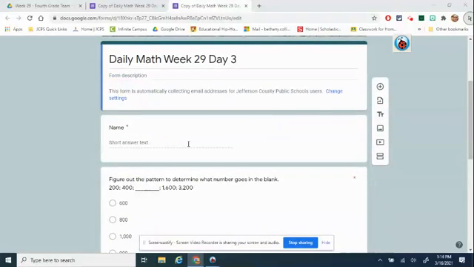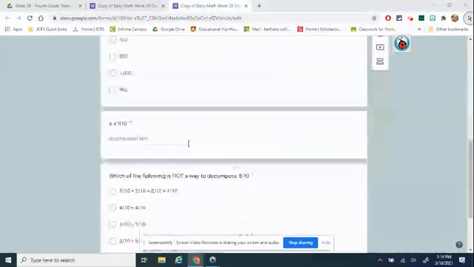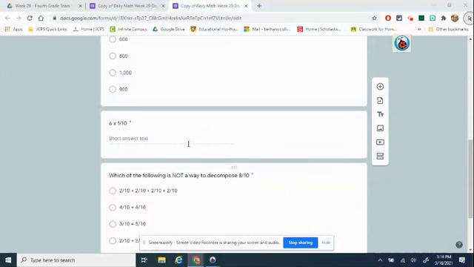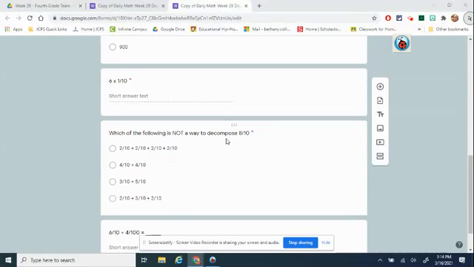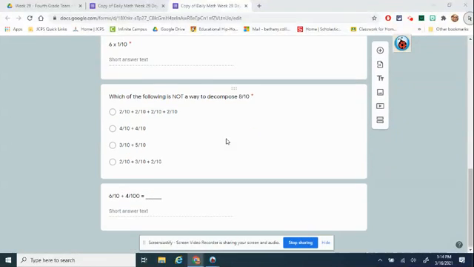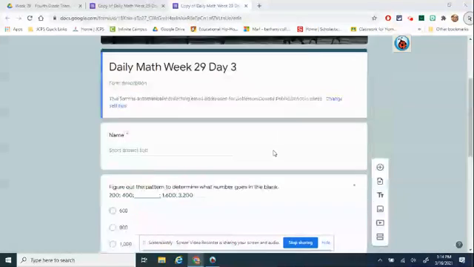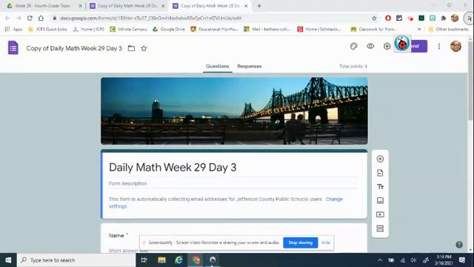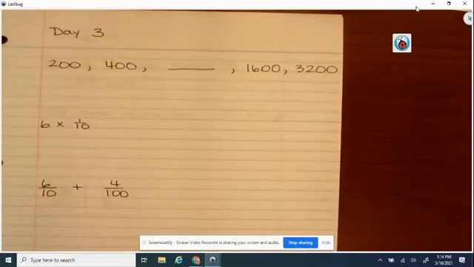Daily Math Day 3. Okay, so the first thing we're going to do is find a pattern, and then we're going to do a multiplication of a fraction, and then we're going to figure out which one of these is not 8/10, and then we're going to add two fractions without a common denominator. All right, so let's go to our document camera.